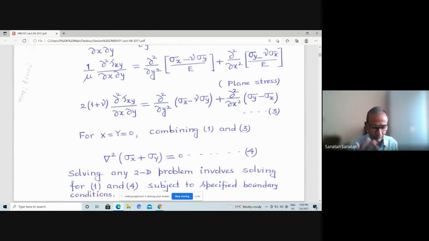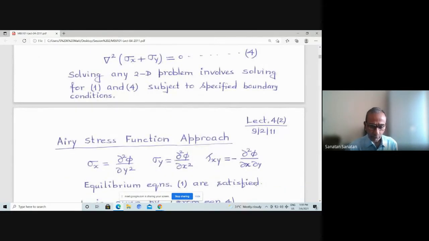So we know that we have to satisfy the equilibrium equations plus the other equation, which is the compatibility equation, and this compatibility equation can again be simplified in the format grad square (sigma x plus sigma y) equal to 0. So that is possible. So what one English mathematician showed is that if we write the stresses in this form, sigma x as del square phi by del y square, sigma y as del square phi by del x square, shear stress tau xy as minus del 2 phi by del x del y.